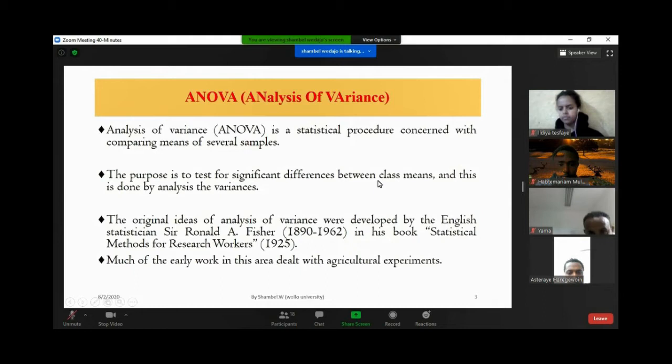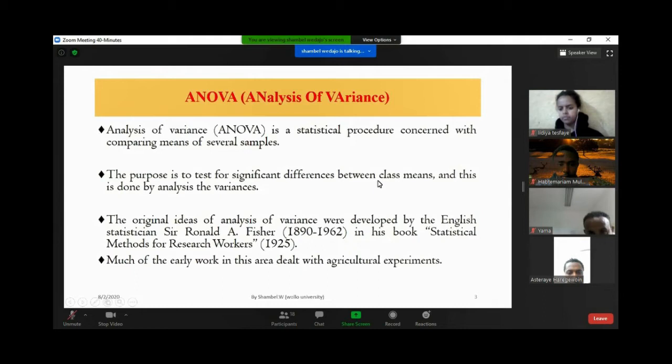Originally, this analysis of variance was developed by the English statistician Fisher. It is called ANOVA, sometimes called the Fisher test or the Fisher statistics. The book you may read is Statistical Methods for Research Workers, which was written in 1925. You may read that one.